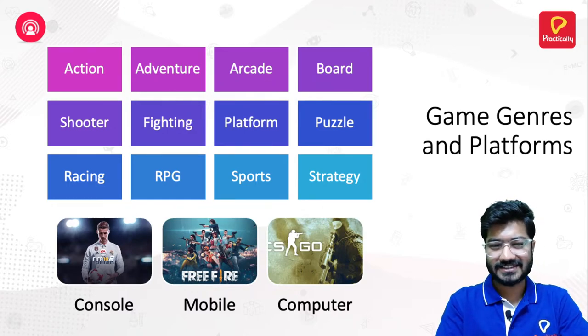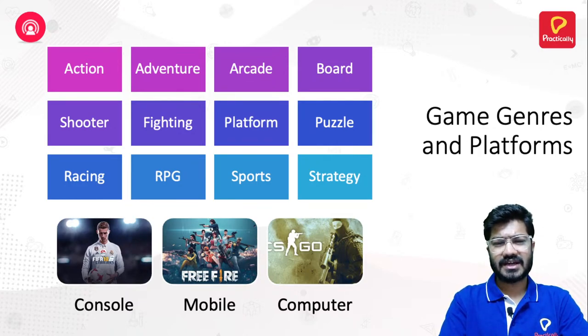Then RPG. The games we play as a third person, those are RPG, or most of the time you can call them FPS as well. Games like Free Fire and CSGO, PUBG, all these kinds of games. One of the most popular games in gaming history is in the RPG genre. Can you name that game?